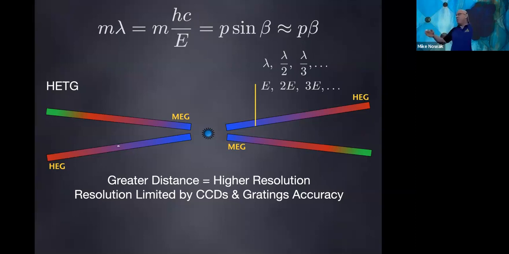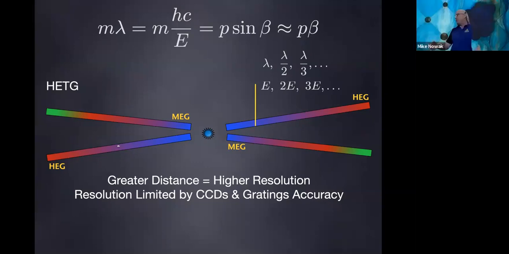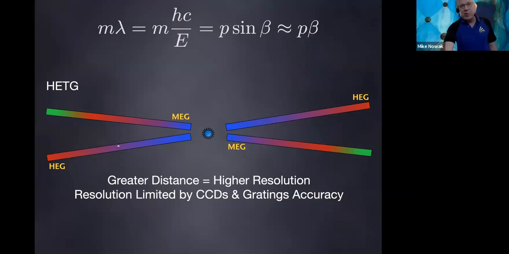And they come in what we call orders. At any given specific spot, you get a specific wavelength, or half that wavelength, or 1/3 that wavelength, or 1/4 that wavelength. Or equivalently, you get a specific energy, or twice that energy, or 3 times that energy. And it's designed so that these 2 sets of gratings lined up with each other do a wavelength and half that wavelength.